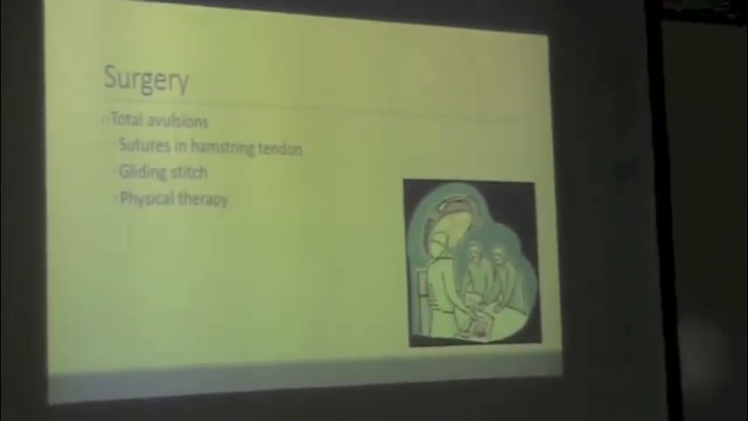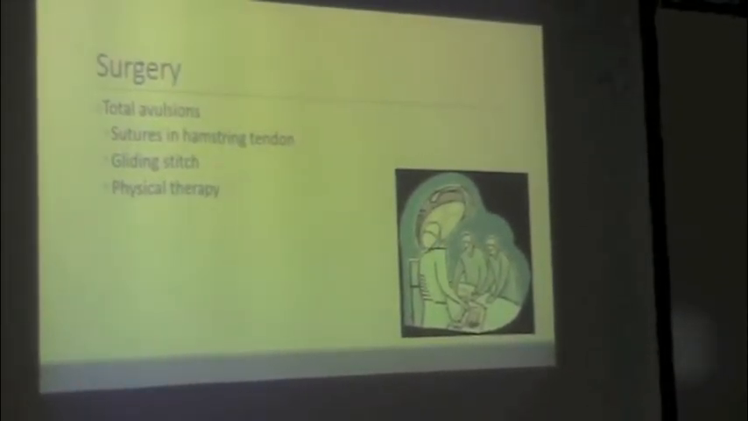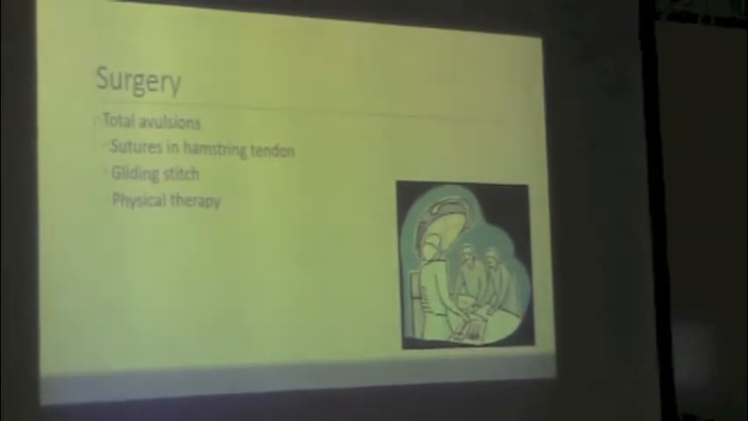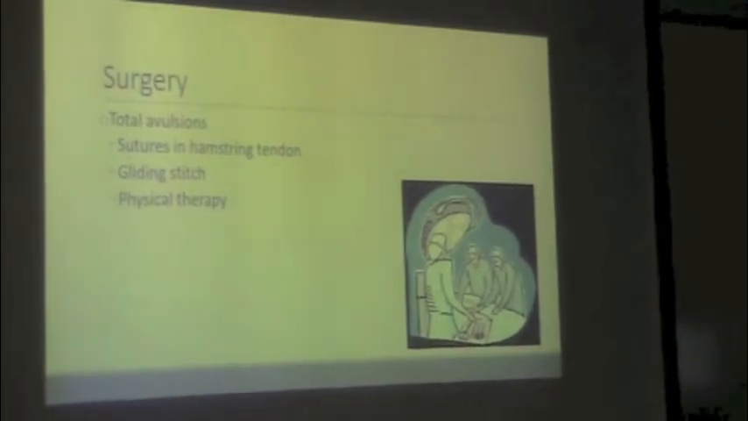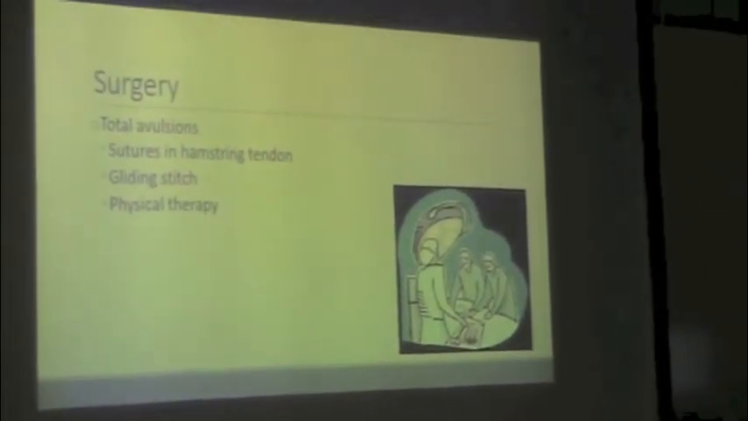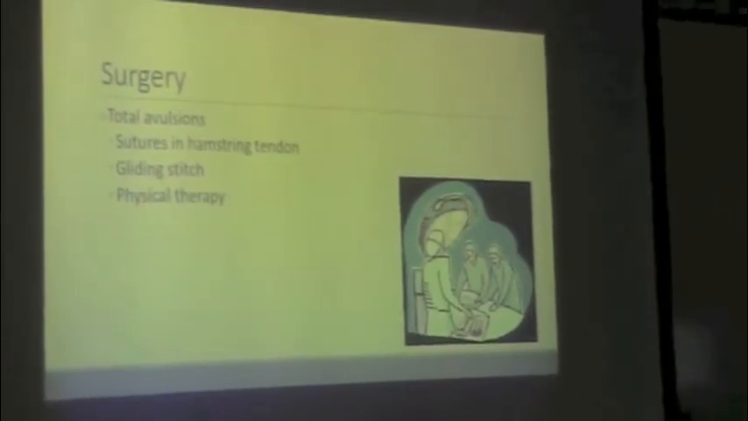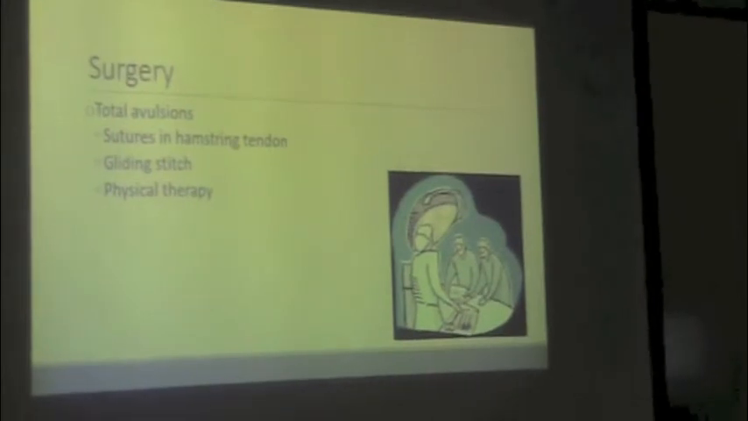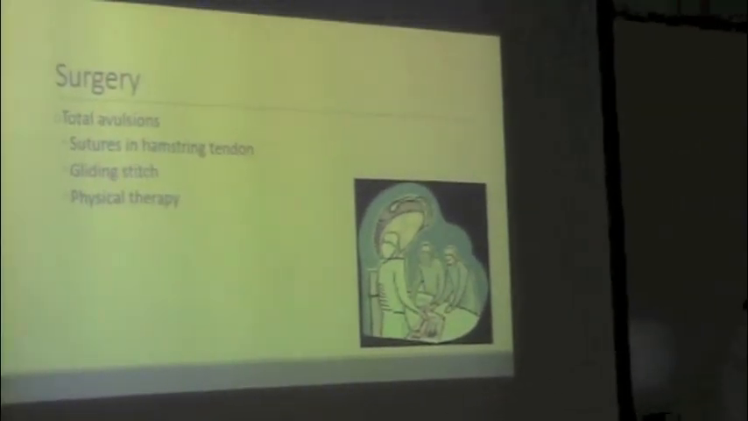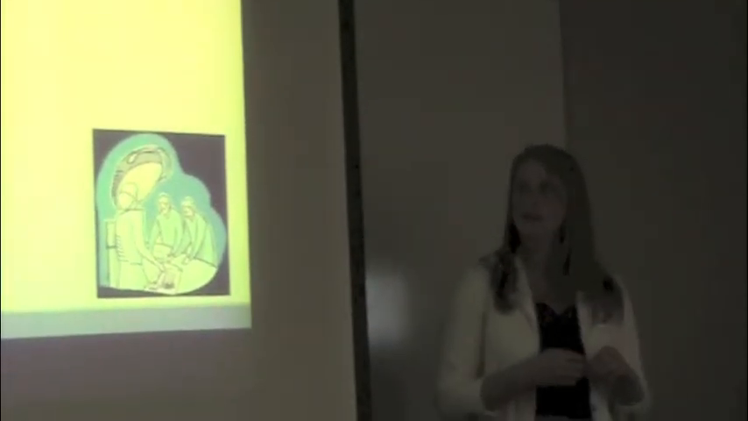Surgery is rare for hamstring strains, but it does happen. Most of the cases when surgery is used is when there's total avulsions, so the muscle is torn completely. And they have no other choice but to go in and surgically put the muscle back together. They put a couple sutures in, and they form what's called a gliding stitch. So it essentially links the muscles together, but doesn't glue them together, so they can heal back together on their own. And then patients will progress through physical therapy as able.